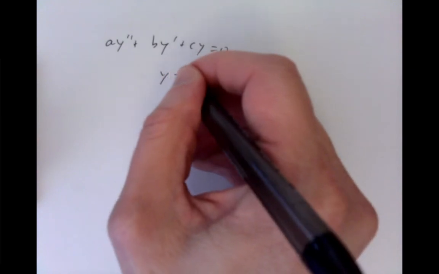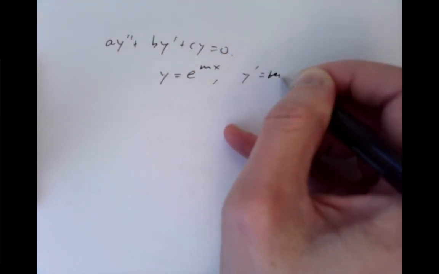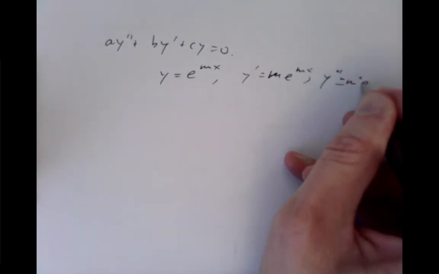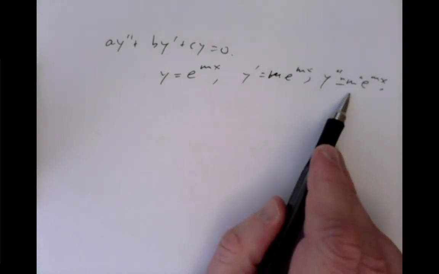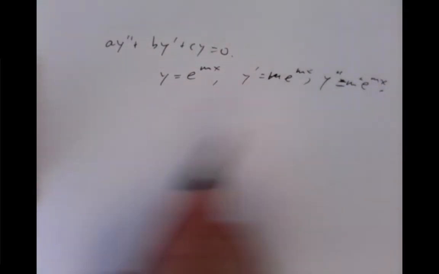We had y is e to the mx. So y prime was me to the mx. Y prime prime was m squared e to the mx. You can see what's happening. We're multiplying by m every time we differentiate. Every derivative makes another factor m come down.